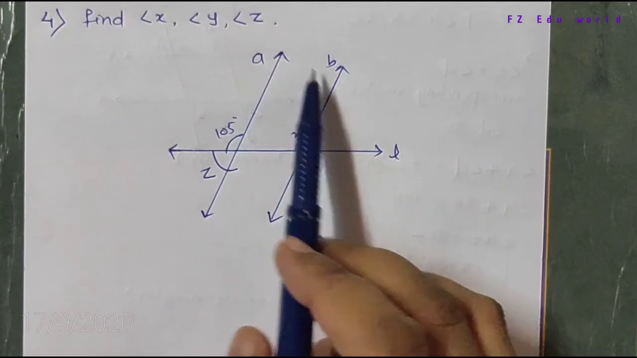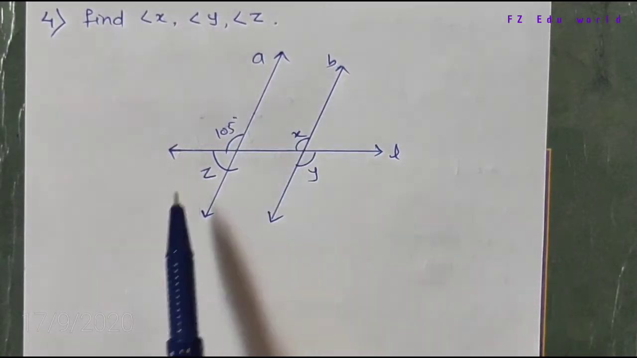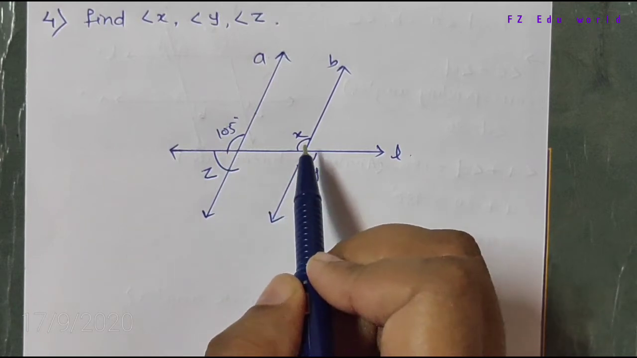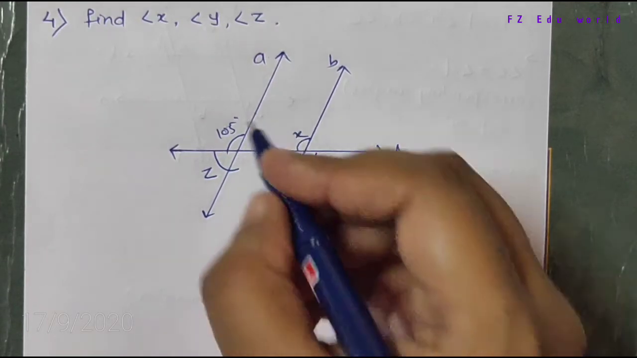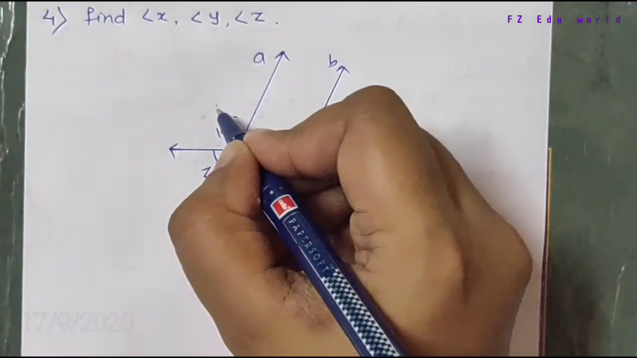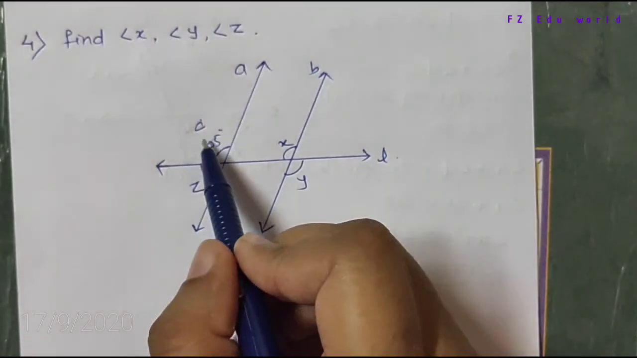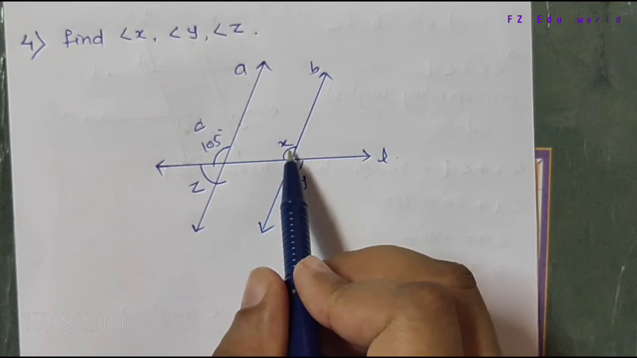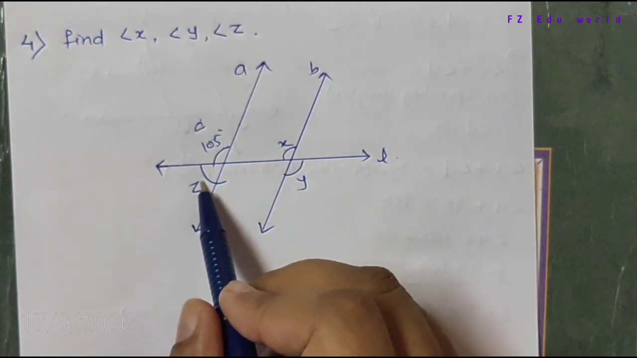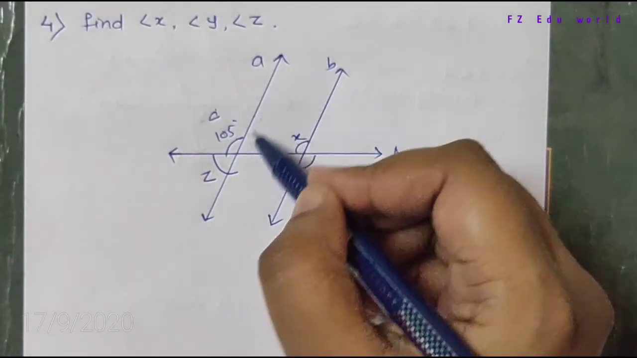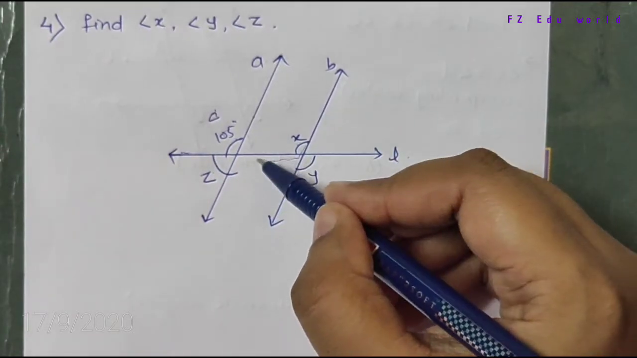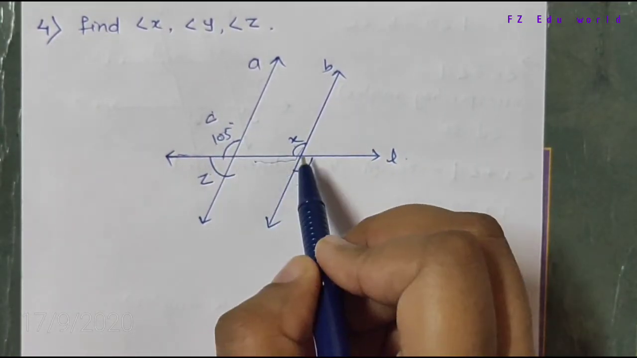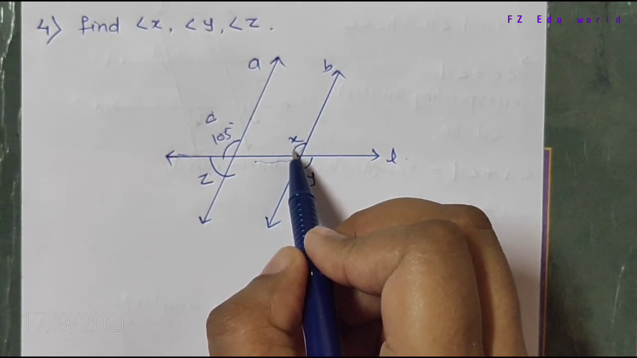Okay, in this figure B and A are parallel lines and L is their transversal. Here this angle I am calling angle C, which is given as 105. You have to find out X, Y and Z. Now see here, this angle C and angle X are corresponding angles. So if this is 105, then angle X is also 105.